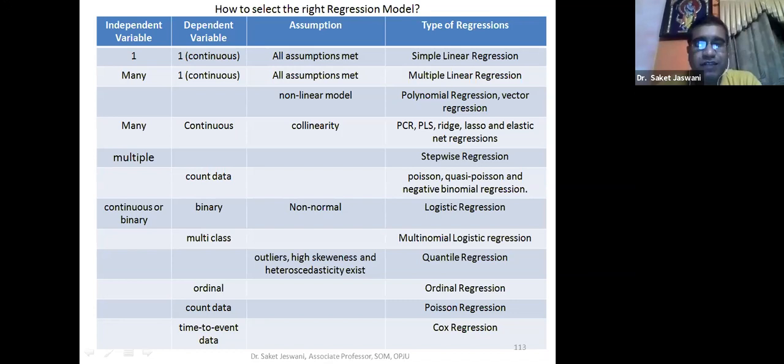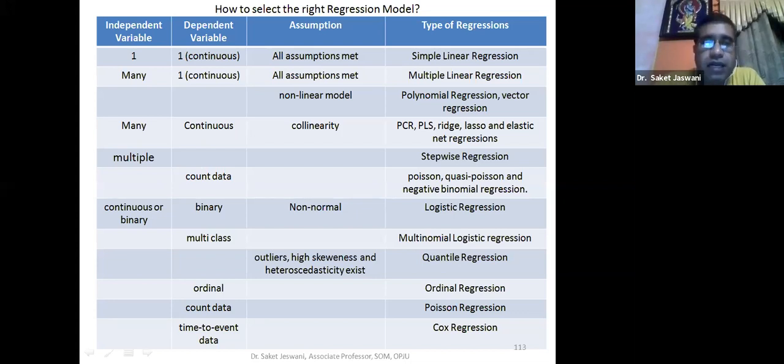As I said, there are various types of regressions, and which type of regression technique we should use depends totally on the basis of our study. There are three things we need to consider: independent variable, dependent variable, and assumptions. When you're talking about linear regression, simple or multiple, all assumptions have to be met, and the dependent variable should be on a continuous scale. If one assumption is not met, that is your data is not linear, you can use polynomial regression or vector regression for non-linear data.